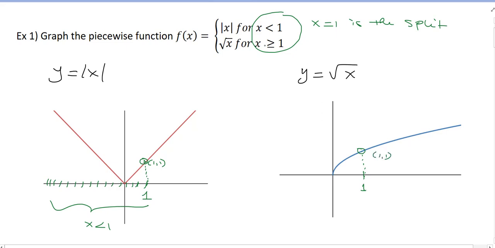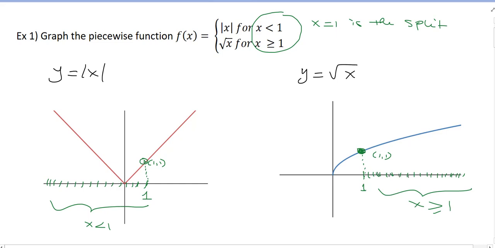But here, because x is allowed to be 1, the square root of 1 is 1. So we're going to fill this in. And for this graph, we want everything that is greater than 1. So essentially this domain, greater than or equal to 1.